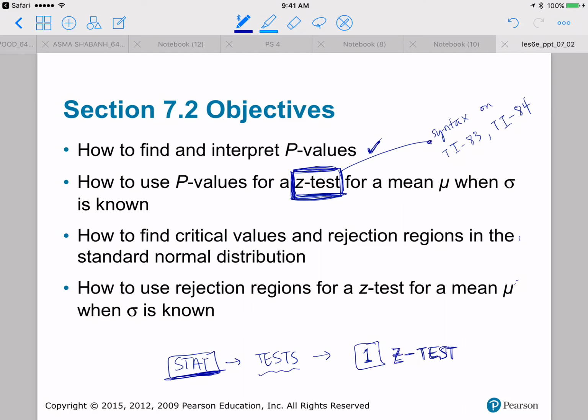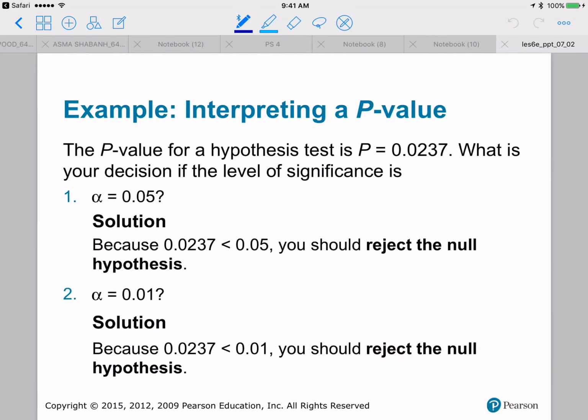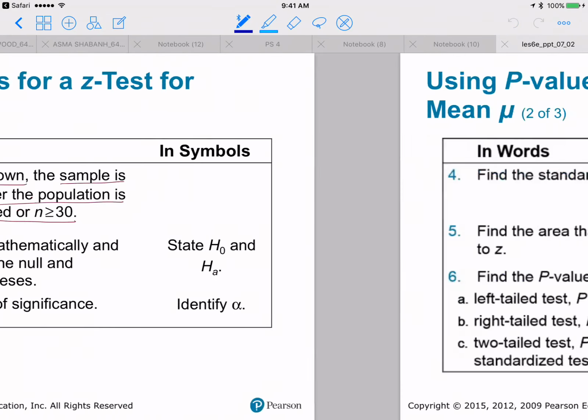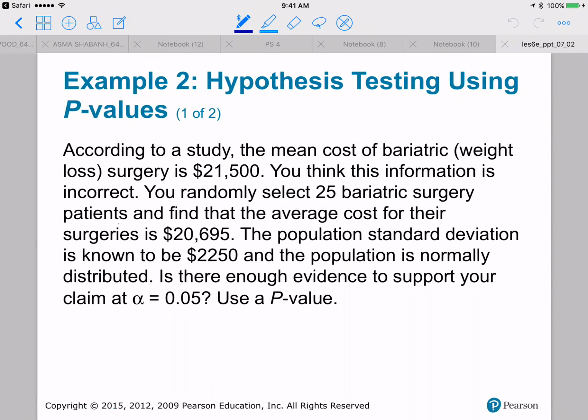We're actually going to learn two different methods for hypothesis testing. One method is with rejection regions, and the other method is with p-values. So we already gave an example using p-values, and we'll learn a new method, which is using rejection regions. Okay, so let's get started. Where did we leave off? Flip through here. We did that example. Okay, so let's start here.